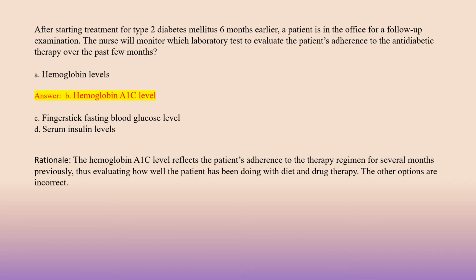Answer. B. Hemoglobin A1C level. Rationale. The hemoglobin A1C level reflects the patient's adherence to the therapy regimen for several months previously, thus evaluating how well the patient has been doing with diet and drug therapy. The other options are incorrect.